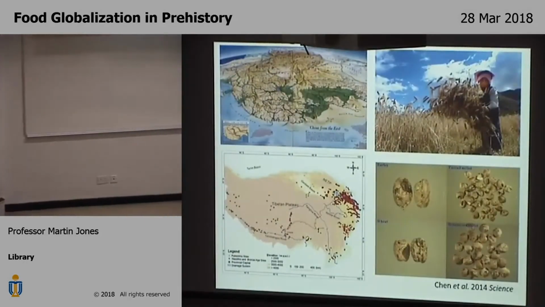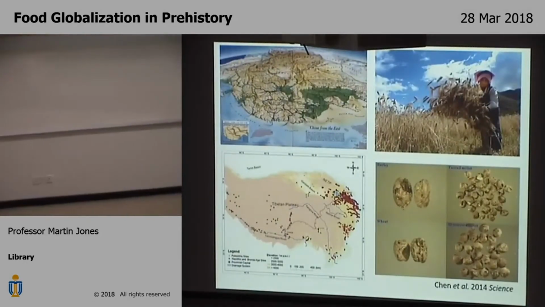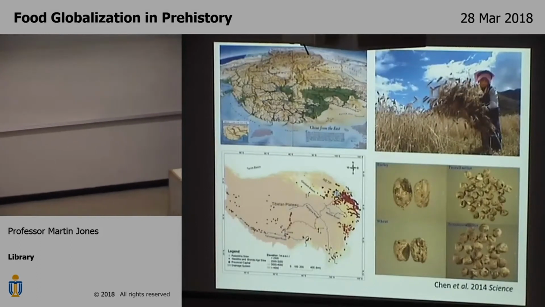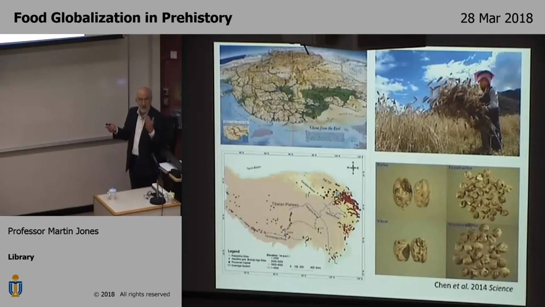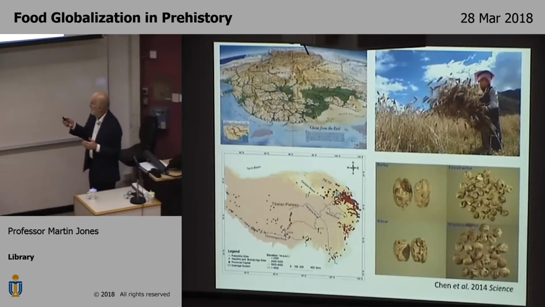I had the great opportunity to work with colleagues in Lanzhou, Dashui, on the northeast Tibetan plateau, where one could follow the crops moving up into the Tibetan plateau, and all of these red dots are flotation sites where there are crops.